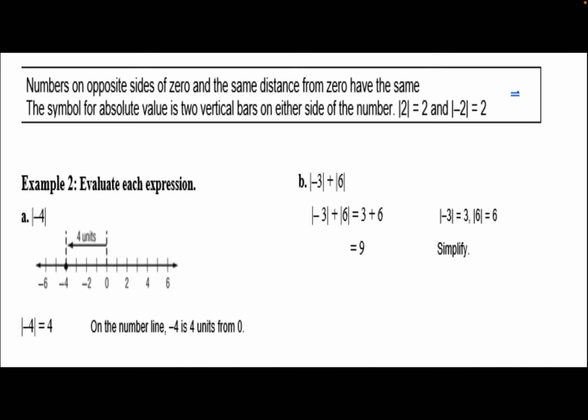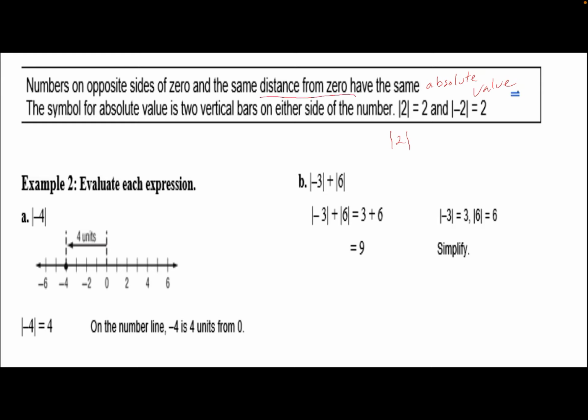All right, so the next piece. Numbers on opposite sides of 0 and the same distance from 0 have the same, what we call, absolute value. The symbol for absolute value is those 2 vertical bars on either side of the number. So we see those vertical bars, somewhat like parentheses or brackets, but they're just straight up and down. And then we put a number inside of it. And when we talk absolute value, guys, we're really talking about, as it says, the distance from 0.